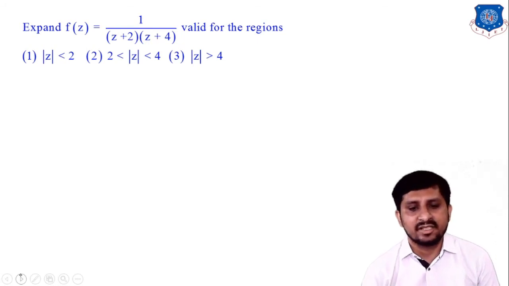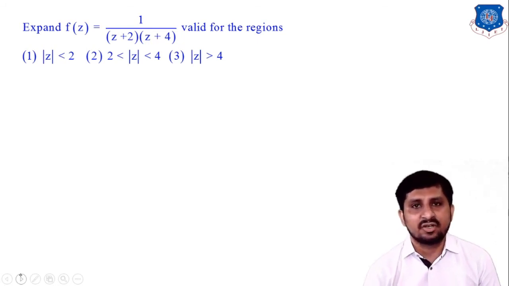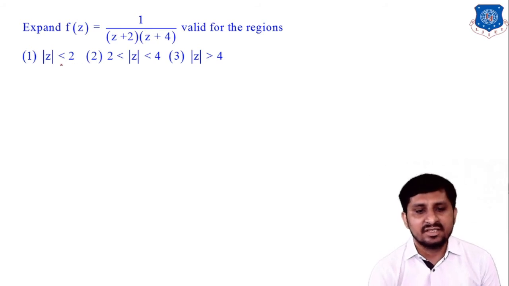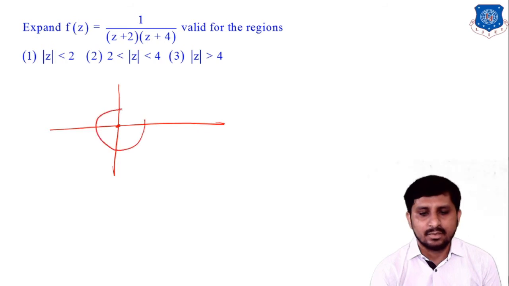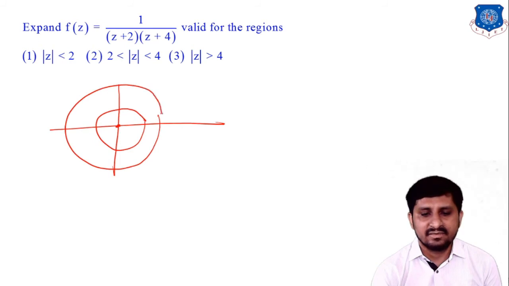Now the next example: expand f of z equal to 1 upon z plus 1 into z plus 4, valid for the regions. Regions are already given. First region is mod z less than 2. So you can easily understand that first of all 0 is the center, right? I want to express the Laurent series in this region: first mod z less than 2, after that 2 less than mod z less than 4.